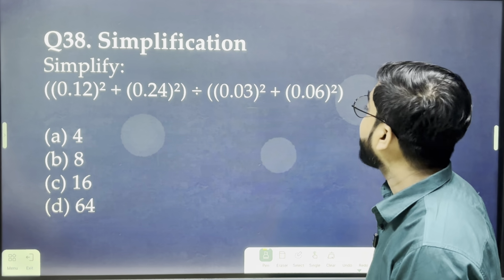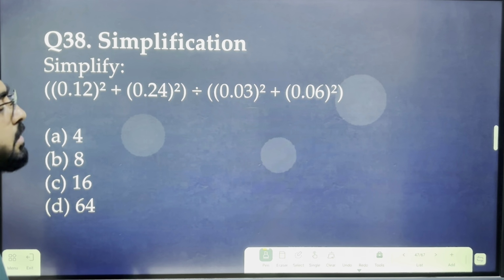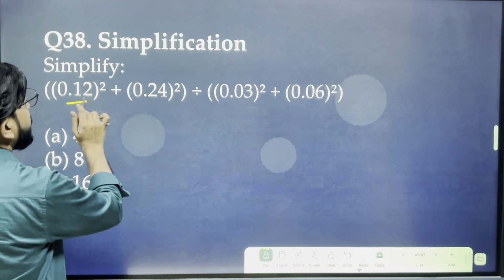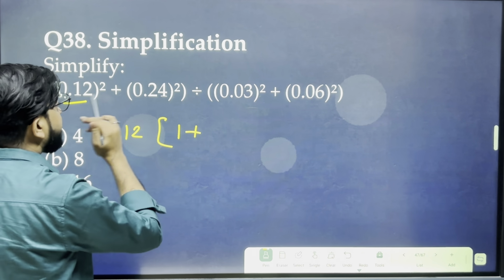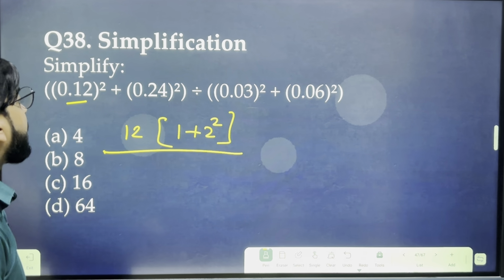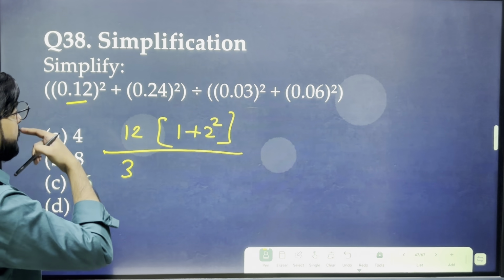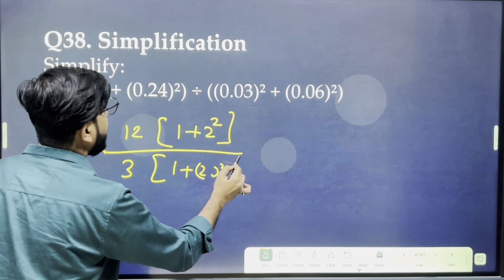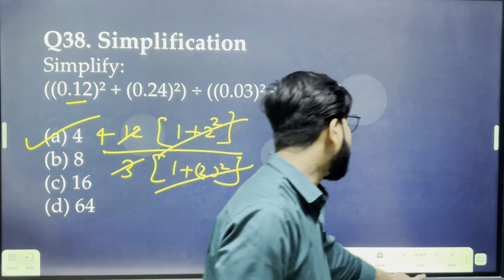Now, next question is this: simplify. How can you simplify this? That's very easy. Don't think 0.12, 0.24, just think 12 and 24. Take common 12. This becomes 1, this becomes 2, square of 2. Here you can have the same, take 3. Take 3 from where? Here, so 1 plus 2 square. This becomes the same, 3 into 4 is 12, option number A. This is how you can solve.